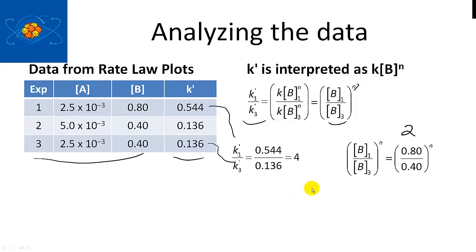So what I know is that 4 is going to be equal to 2 to the N, and hopefully we know that then N is equal to 2, and so this reaction is second order in B as interpreted from the slopes of the reaction plots versus time. So what I can write then is that the rate law of the reaction is rate is equal to K times A times B squared.